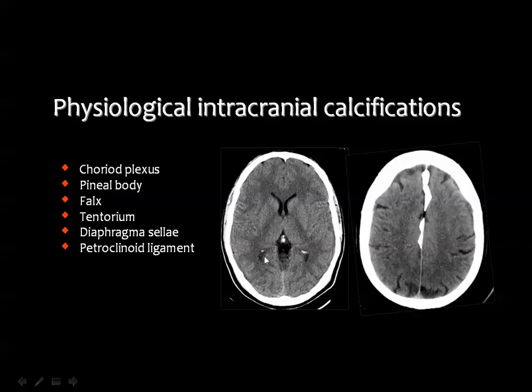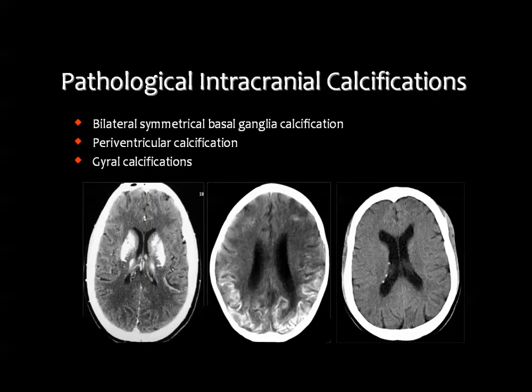Like the calcification in the choroid plexus, calcification in the pineal body, calcification in the falx and the tentorium, and calcification of the diaphragma sellae above the sella, and also the petroclinoid ligaments. Then pathological intracranial calcifications are divided into three major categories where you can easily reach the differential diagnosis of each category. The category number one is the bilateral symmetrical basal ganglia calcifications. The category number two is the periventricular calcium, and the category number three is the gyral calcifications.